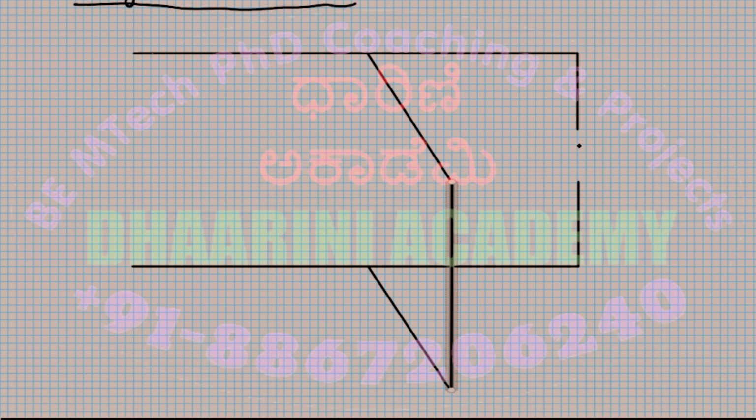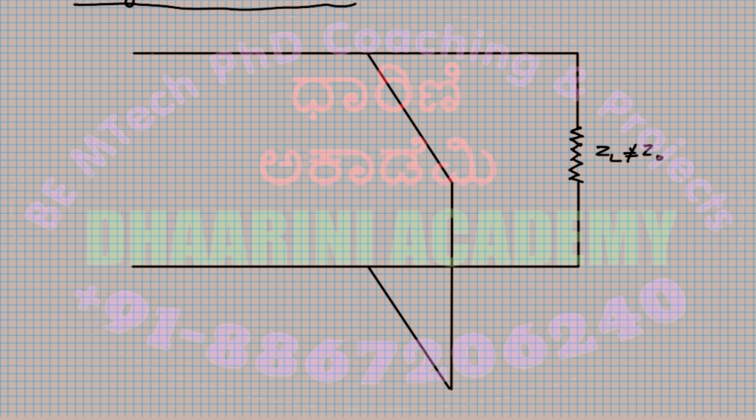All right, so I show this as a resistor, but this will be a complex value. So I'll write this is the ZL, which is not equal to Z0. If at all it matches, then we don't have any problem. So it's not matching. Because of that, now we have to use a stub for the matching part.